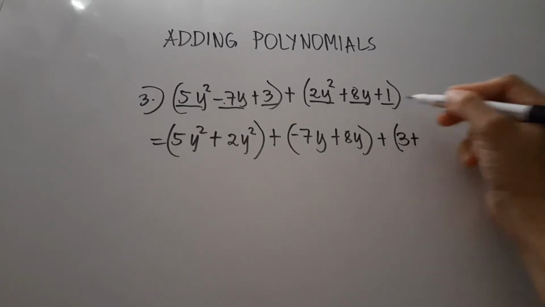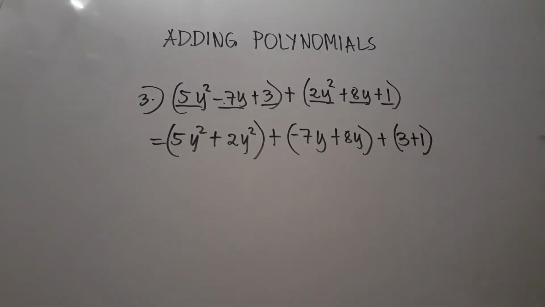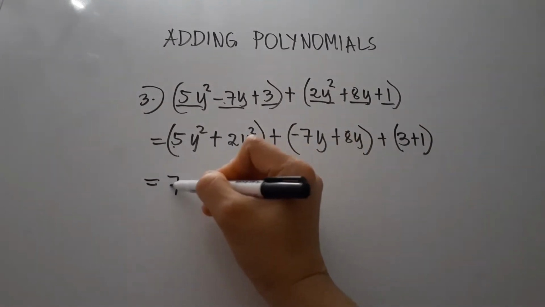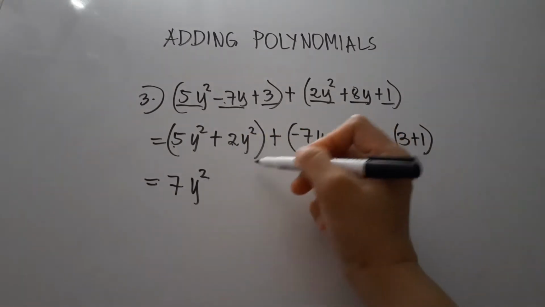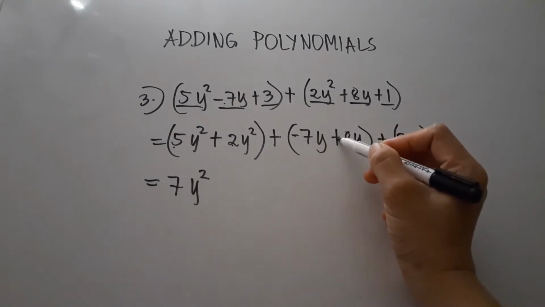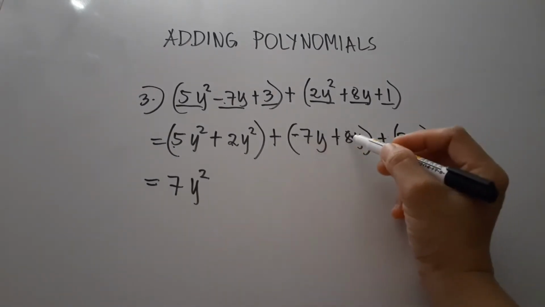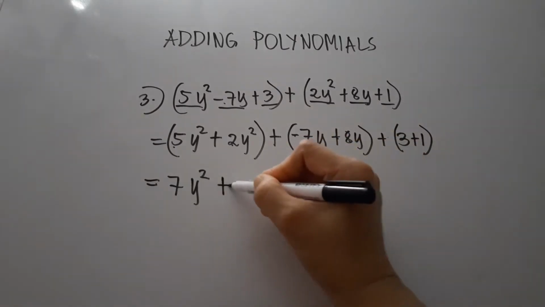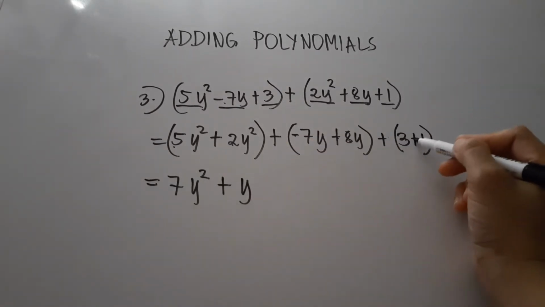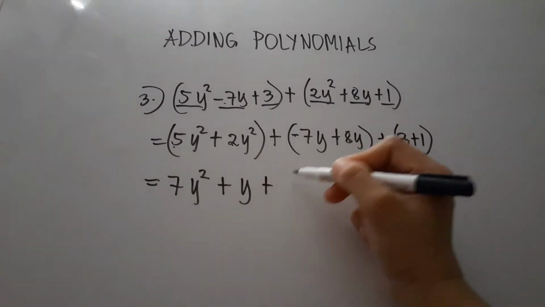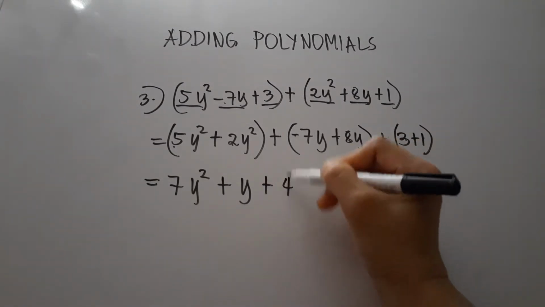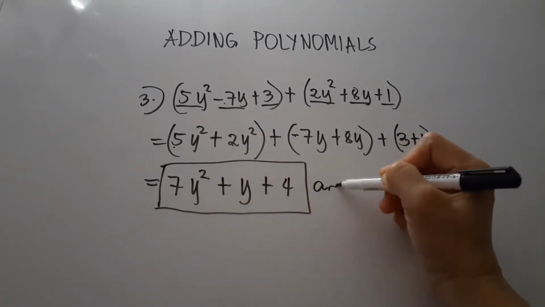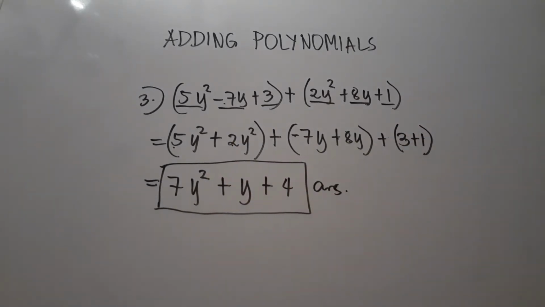Then we subtract or add, which is 5 plus 2, it's 7y squared. Remember negative 7y positive 8y, where positive 8 is the larger value, so we use positive y. Then 3 plus 1 is equal to 4, and this is the answer, 7y squared positive y positive 4.